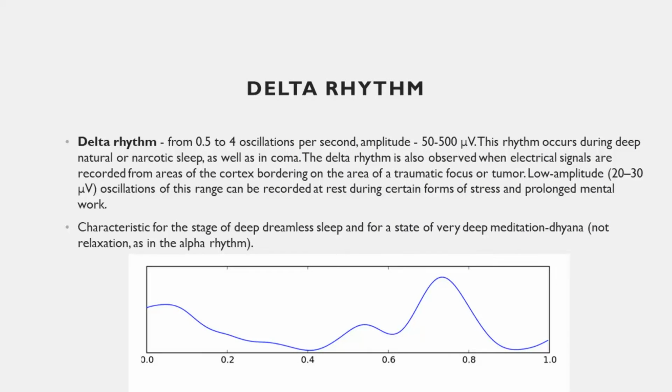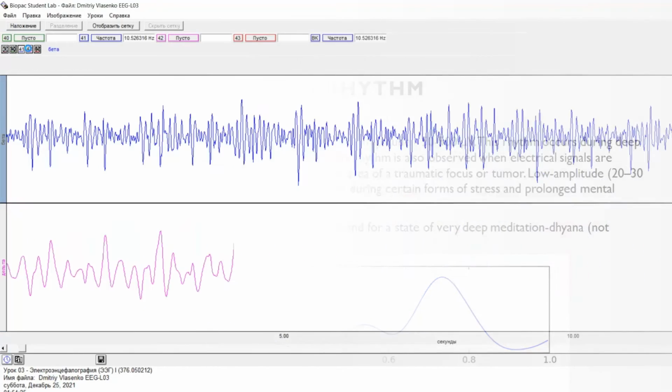Now we move on to delta rhythm, which is from 1.5 to 4 oscillations per second. The amplitude is from 50 to 500 microvolts. This rhythm occurs during deep natural or narcotic sleep, as well as in coma.